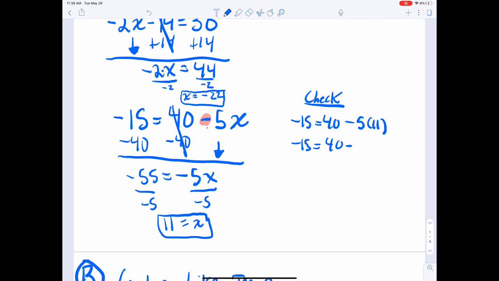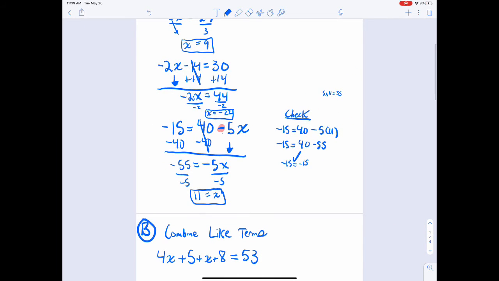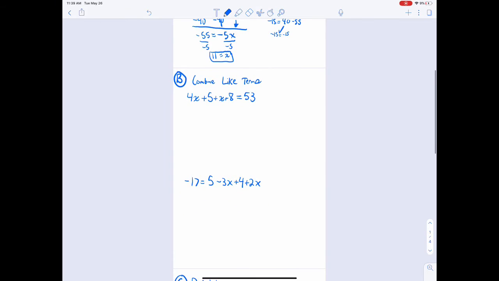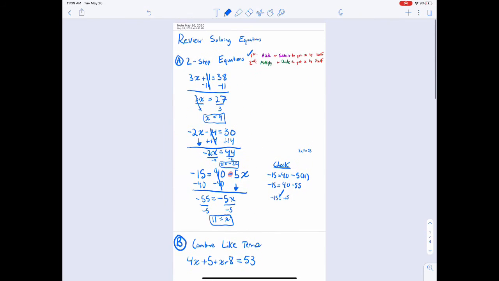40 minus, well, what's negative 5 times 11? Well, 5 times 11 is 55. So since it's negative, it'll be negative 55. And then what's 40 minus 55? Yeah, it equals negative 15. So we know that to be true. So we got it right. If you got something like negative 15 equals 4, you'd know that our x equals 11 would be wrong there. All right, so that's two-step equations.